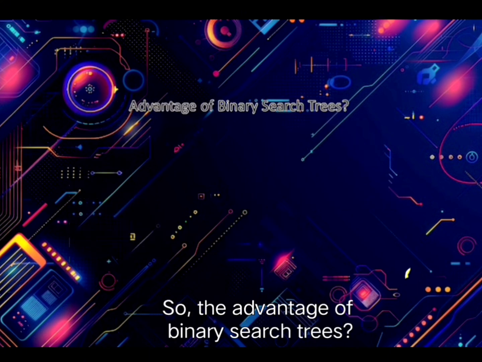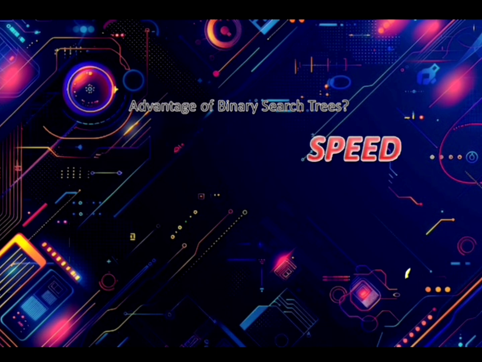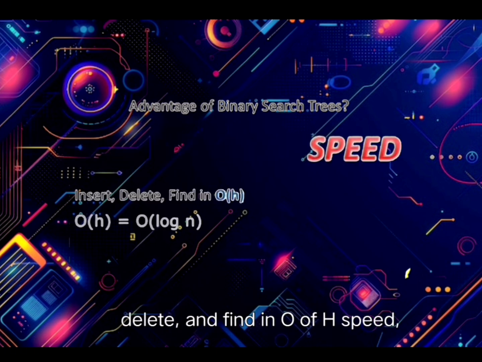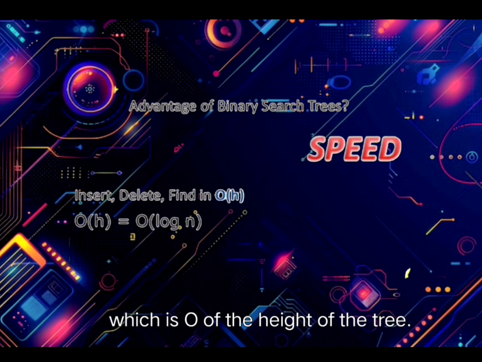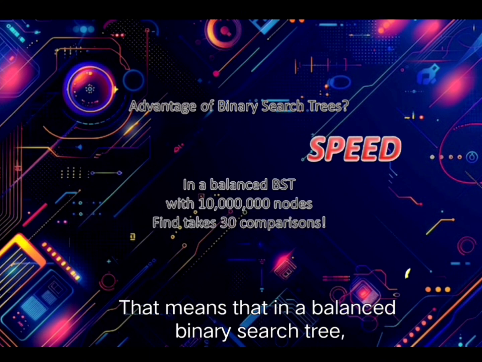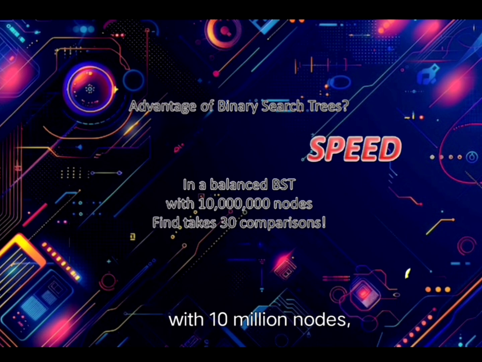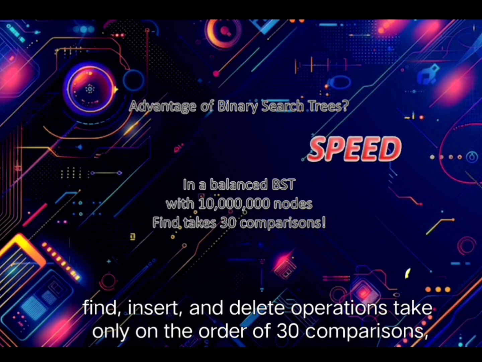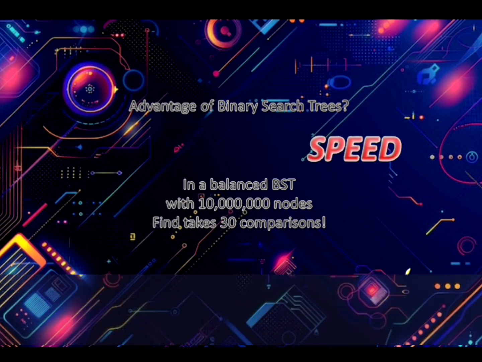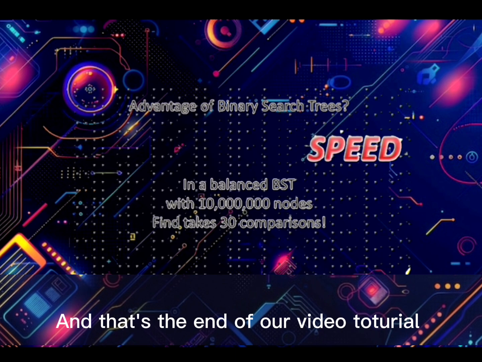So the advantage of a binary search tree is speed. Insert, delete, and find are each big O of the height of the tree. That means that in a balanced binary search tree with 10 million nodes, find, insert, and delete operations take only on the order of 30 comparisons, which is incredibly fast. And that's the end of our video tutorial.